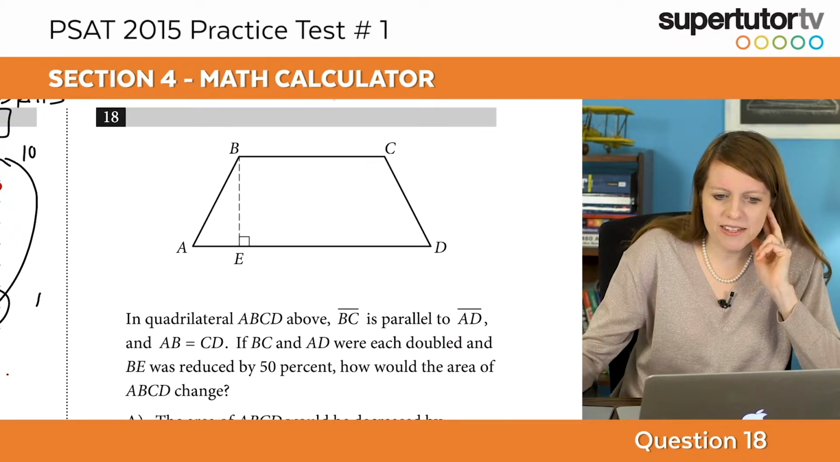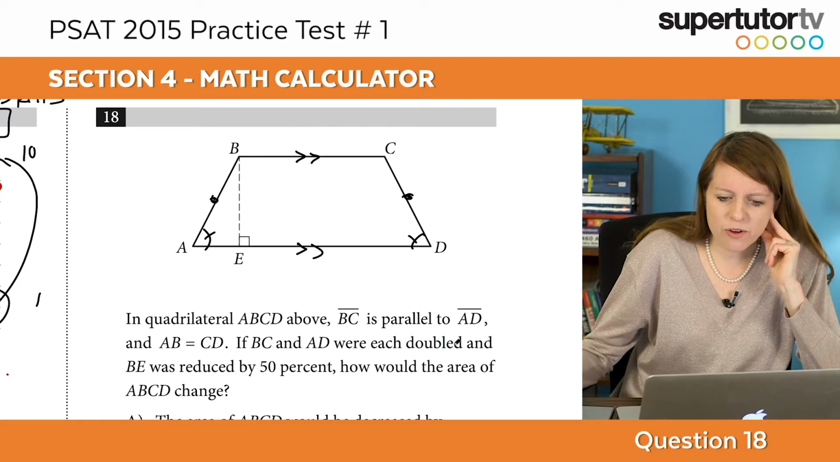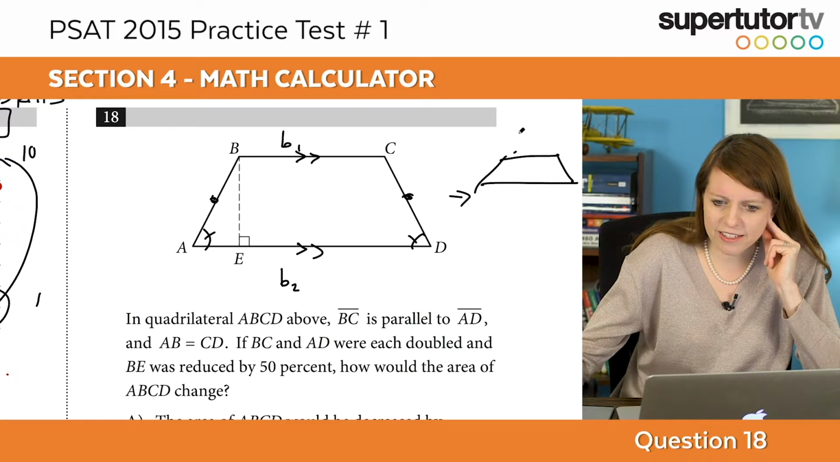In quadrilateral ABCD above, BC is parallel to AD, so I just marked that, and AB equals CD. So that means those two are equal. That means their base angles are equal because it's an isosceles trapezoid. BC and AD were each doubled, so I'm going to now label these as B1 and B2. And so then I'm going to double them, and I'm going to create some trapezoid that's like this, which is obviously not to scale. So this is B1 doubled, and then this is B2 doubled.